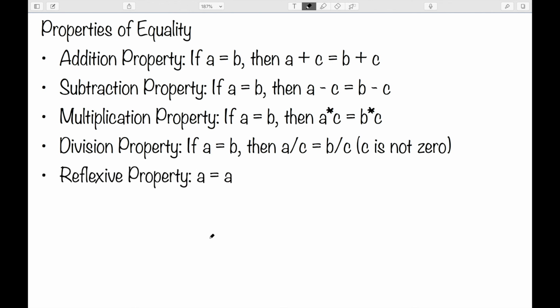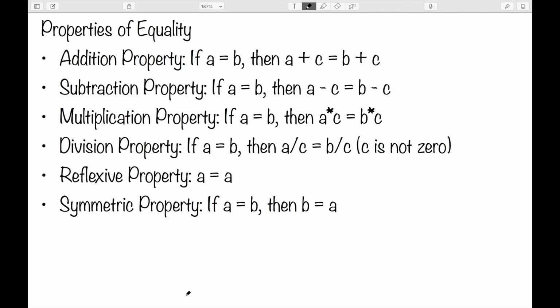The reflexive property says that A is equal to A. This just says that a number is always equal to itself. The symmetric property says that if A is equal to B, then B is equal to A. It doesn't matter which side of the equation different pieces come on. If I know that you have the same number of toys as I do, I also know that I have the same number of toys as you do.